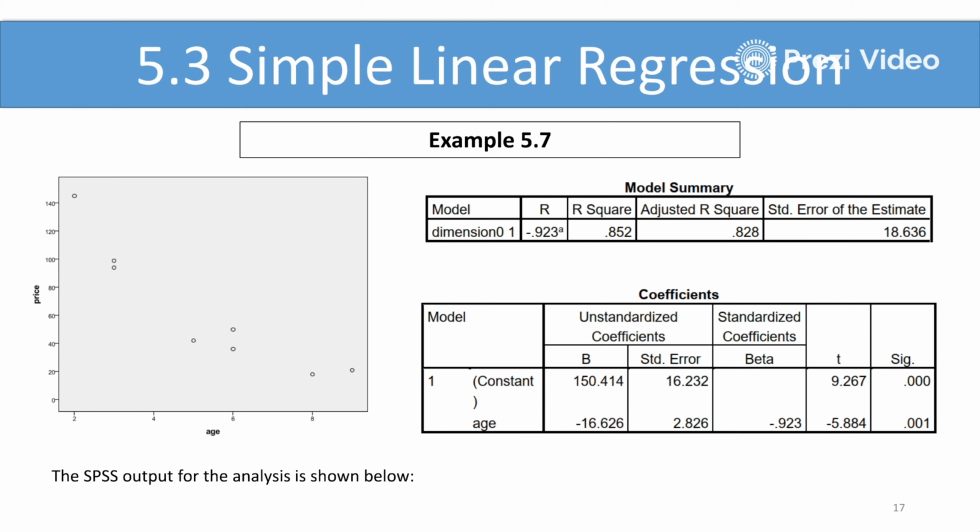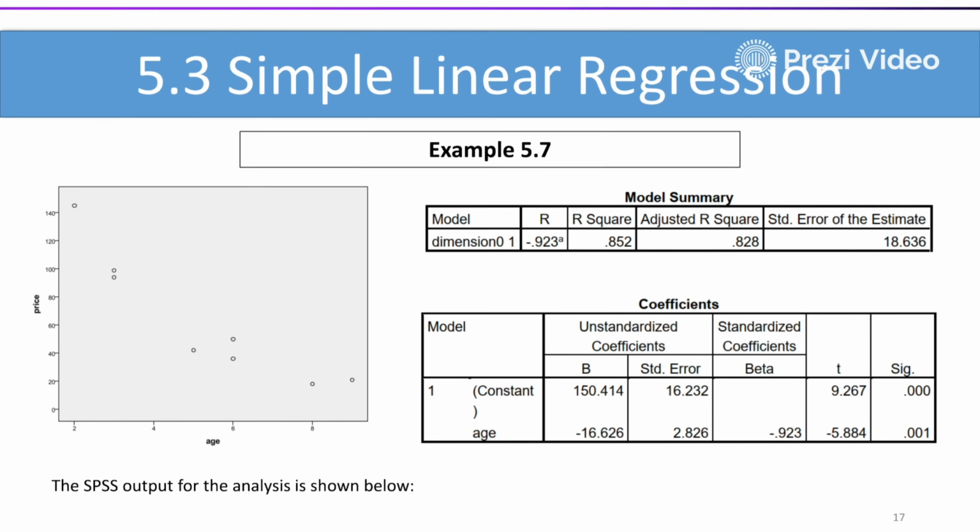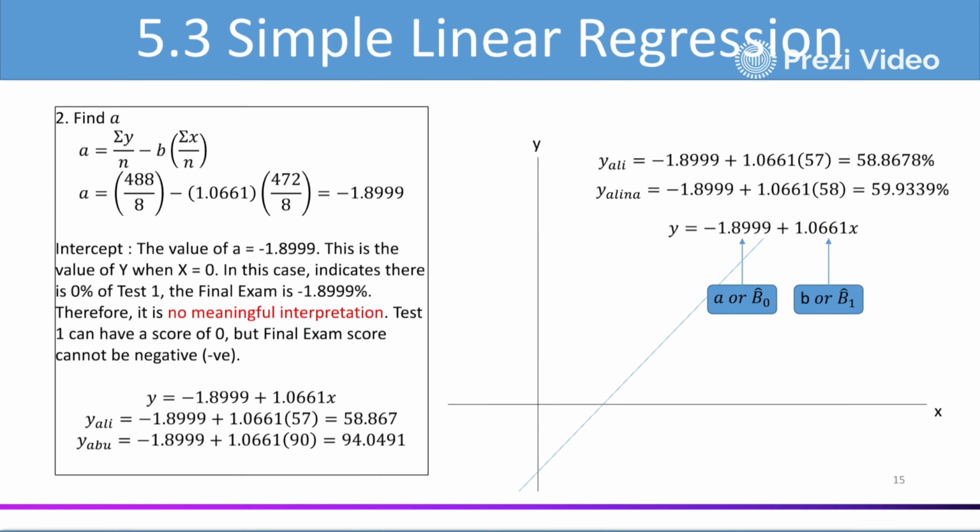Dekat sebelah kanan R ni, we can see R square. Kalau student take your calculator and insert negative 0.923 inside the bracket and then square up the value, you will get 0.852. So this is the coefficient of determination. Kalau soalan tanya nak cari kat mana, you kena pandai locate lah. Saya dah tunjuk kat sini. Begitu juga dengan nilai A and B, nilai coefficient A and B yang kita cari sebelum ni.